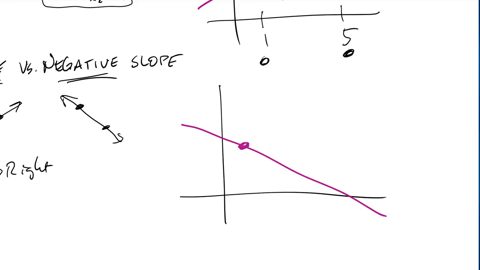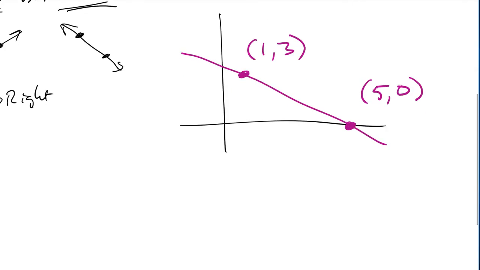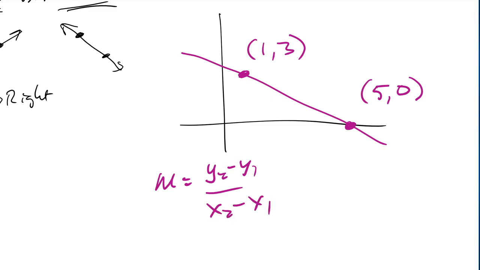And let's suppose it has the point, I don't know, that looks like (1, 3), and suppose it has an x-intercept of, let's say that's (5, 0). So the slope, remember, here is y2 minus y1 over x2 minus x1. Now, it doesn't matter which point you choose as x1, y1 and x2, y2. You just have to be consistent.